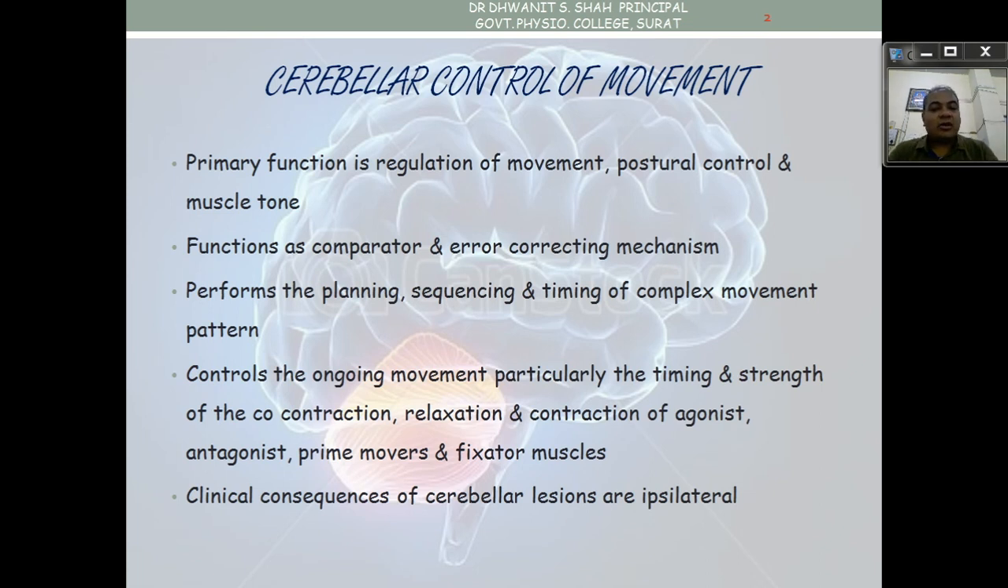Next, it controls the ongoing movements, particularly timing and strength. When we are walking, we are jogging, we are also doing two things together. We are walking and jogging, that two things we are doing together. That is also called ongoing movements, particularly timing and strength.